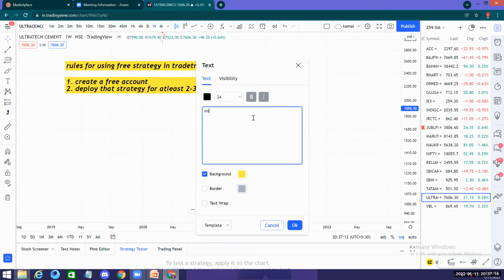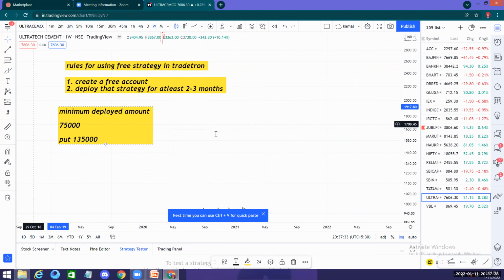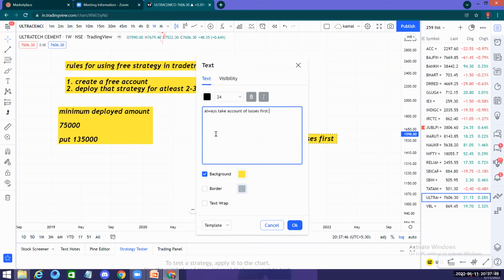Now, the minimum deployed amount. They may say it is 75,000 rupees, but I will say put 1,35,000 rupees. Now you will say, where have the 60,000 rupees come from? Always take account of losses first. You may be a little unlucky and have a drawdown in the first few days.